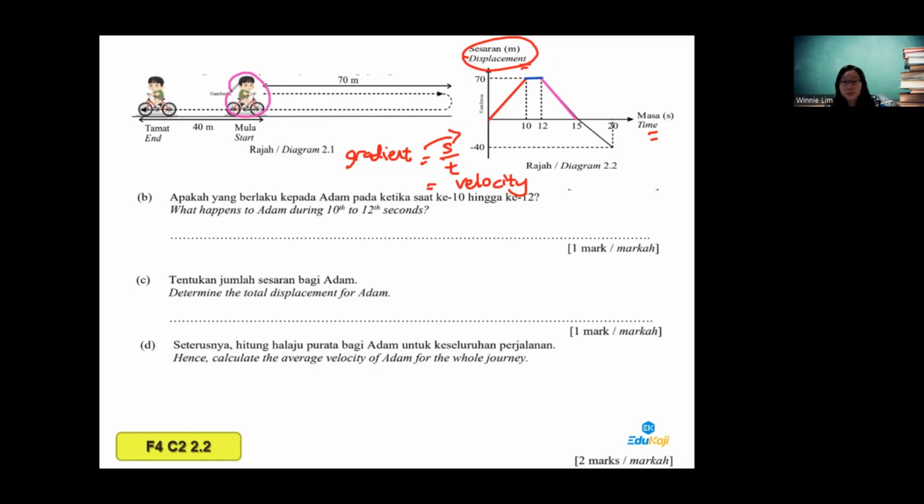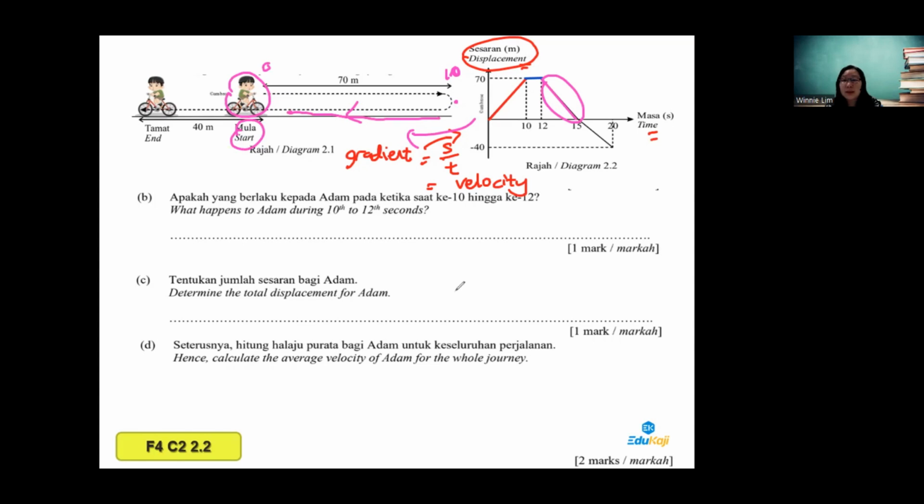Initially, he is here, right? That means from 0 to 10 seconds, he actually reached this point. Get the idea? And then he just stopped a while, between 10 to 12 seconds. Then what did he do? He actually moved backwards. This is the region shown over here. Notice? He moved back to the origin, the starting point.